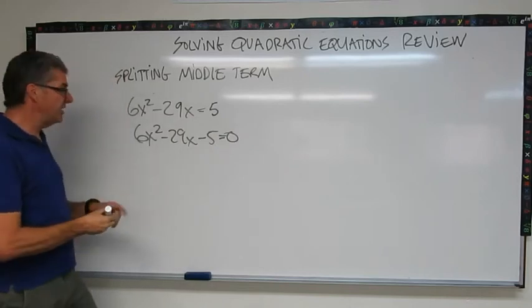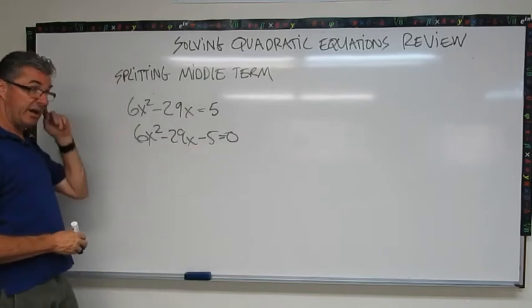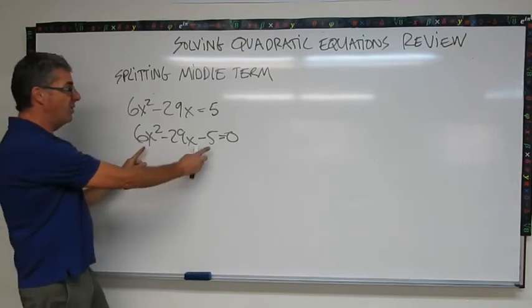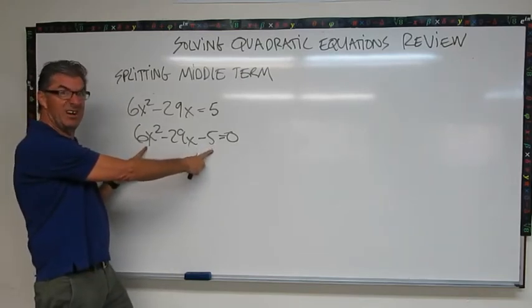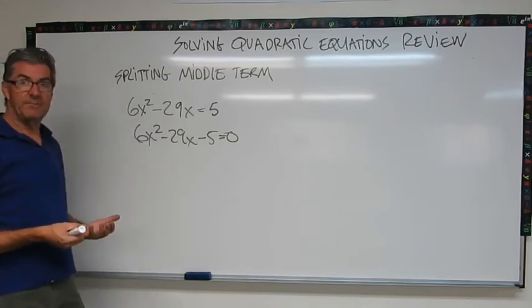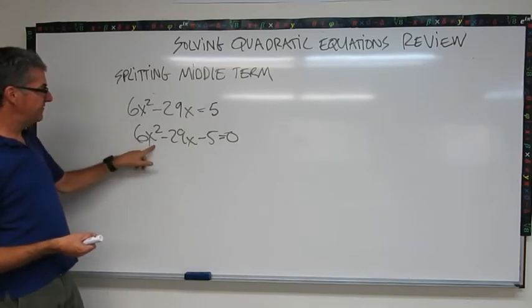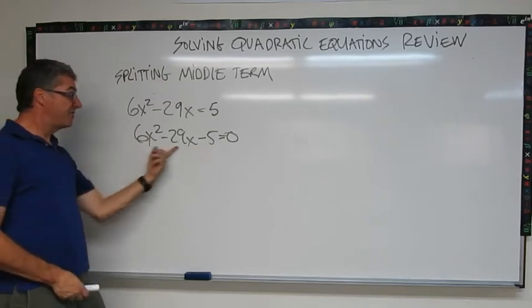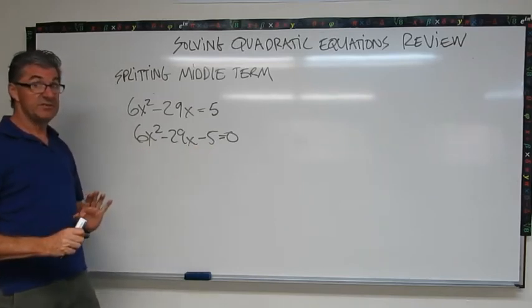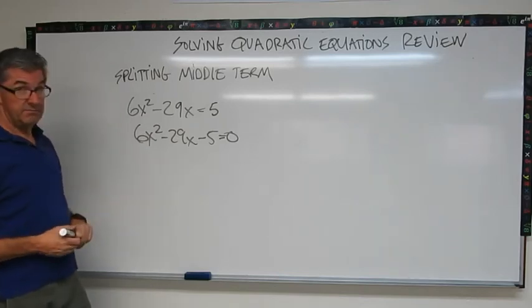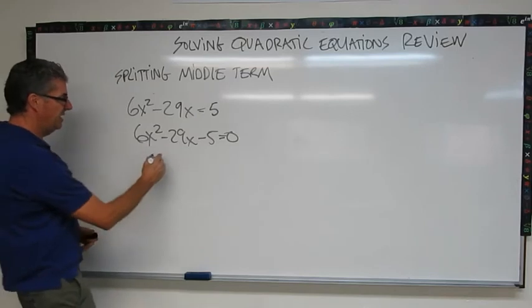Now let's take a look at this three-term quadratic. Could this be a perfect square? Nope. I need both of these terms to be a perfect square. It's not, so I can't use that pattern. Could it be a product sum? Nope. I got a 6 in front of my x squared term. Can't use that pattern. I have three terms, so it's not a difference of squares. Okay, so let's try our split the middle term.